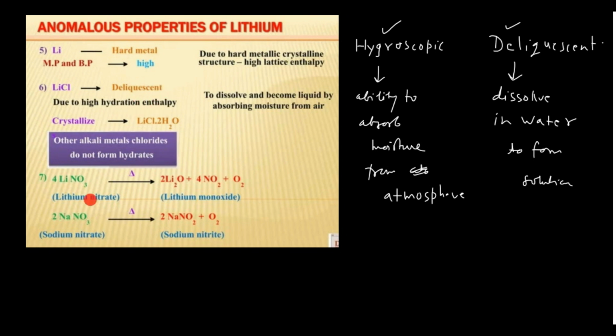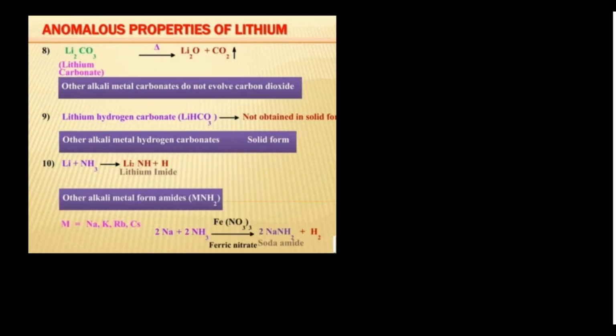Then you see lithium nitrate, I have discussed, the decomposition is like that, while others will form like that. And lithium carbonate I have discussed, it will give you lithium oxide. For lithium bicarbonate, it will not be obtained in the solid form, while other alkali metals would be obtained in the solid form. It will form lithium imide.